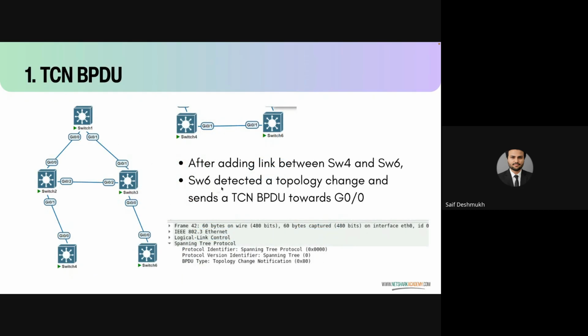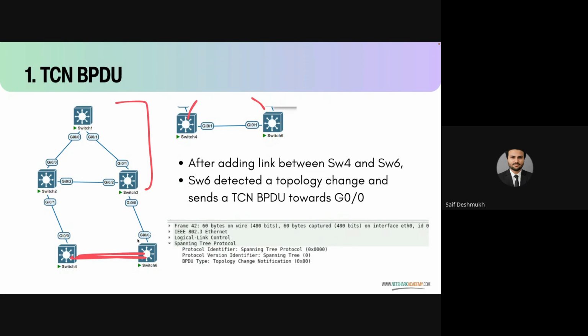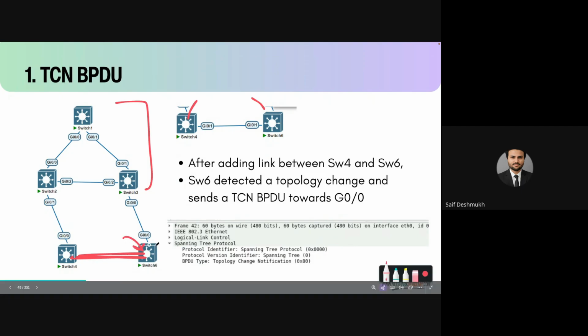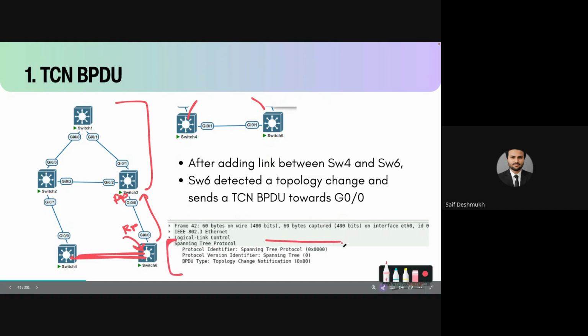But now what's going to happen? Look at this. What I did here: in this older topology, I've connected 2 more switches, switch 4 and switch 6, and connected one link in between. After adding a link between switch 4 and 6, switch 6 detected that a topology change happened because a link went into forwarding. Immediately it sends this BPDU onto its root port, to switch 3's designated port. What is inside? Nothing. This is the full version of that frame. It's telling you what type of BPDU it is, topology change notification. That is all.